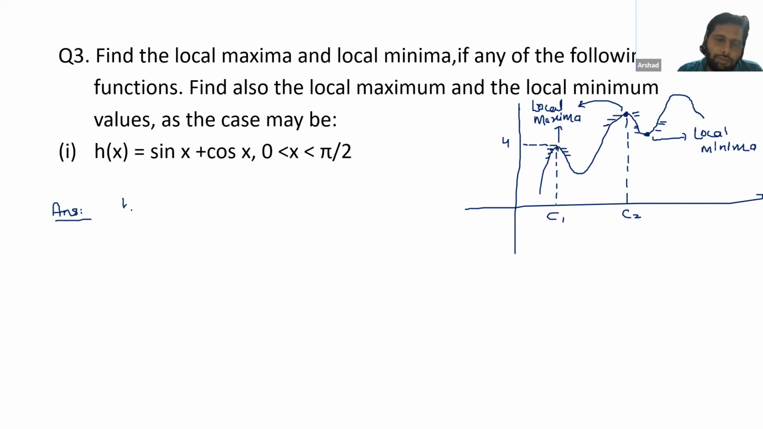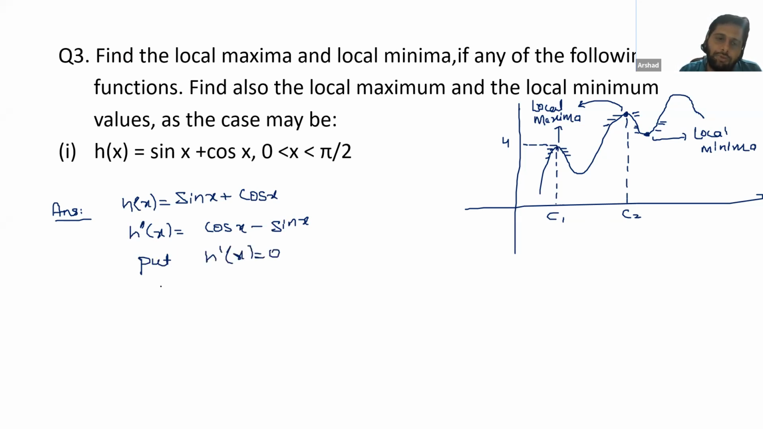So h(x) is equal to sin x plus cos x. Okay, h'(x) is equal to cos x minus sin x. Now put h'(x) equal to 0. So what you will get is cos x minus sin x equal to 0.